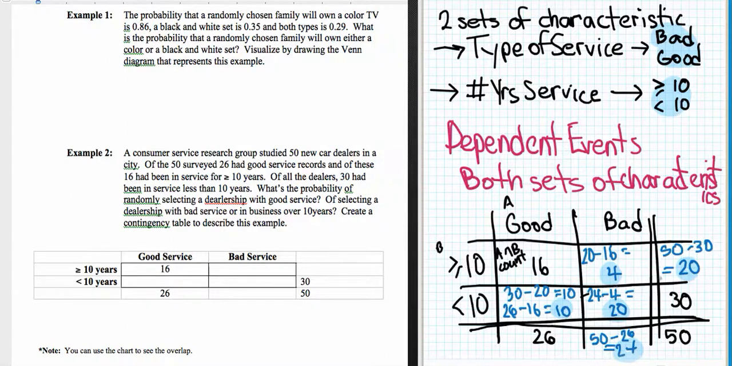18 plus 4 is 20. 10 plus 20 is 30. 26 plus 24 is equal to 50. 20 plus 30 is equal to 50. 4 plus 20 is equal to 24. 16 plus 10 is equal to 26.